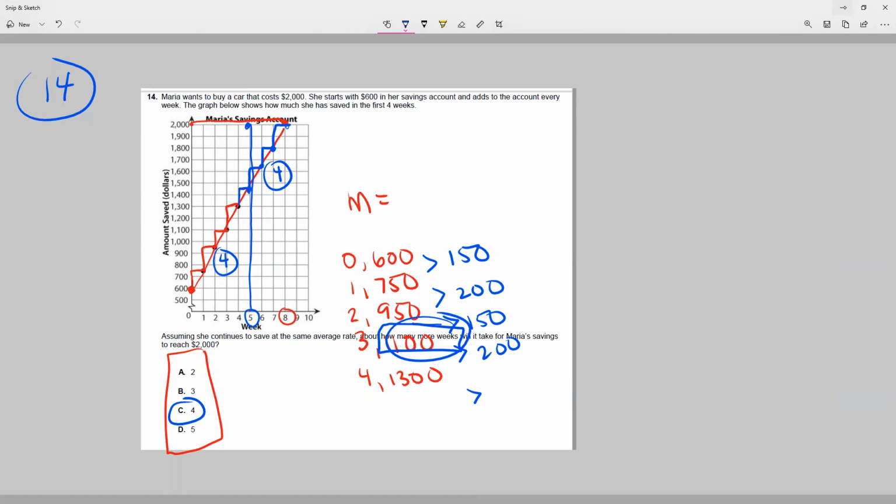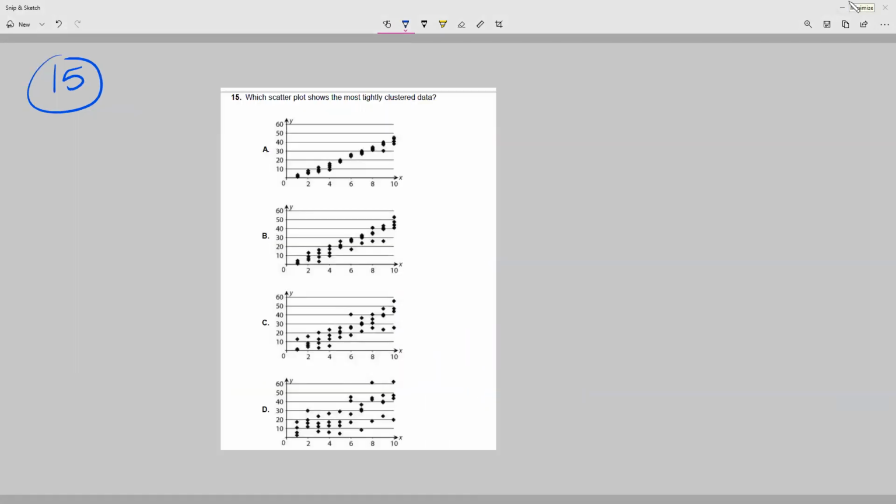All right, that makes a lot more sense. All right, this one is a pretty easy question. It's just asking which of the data is most tightly clustered, meaning which ones are closest together. And so that would be A.